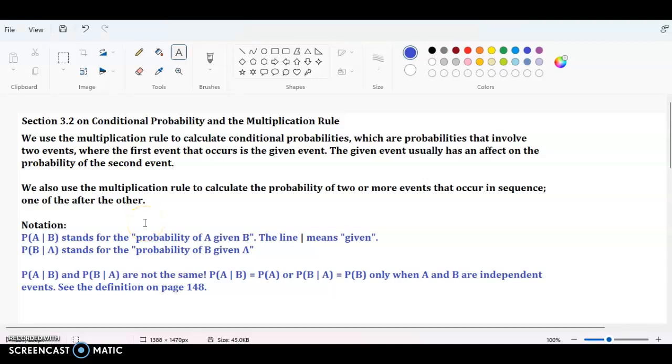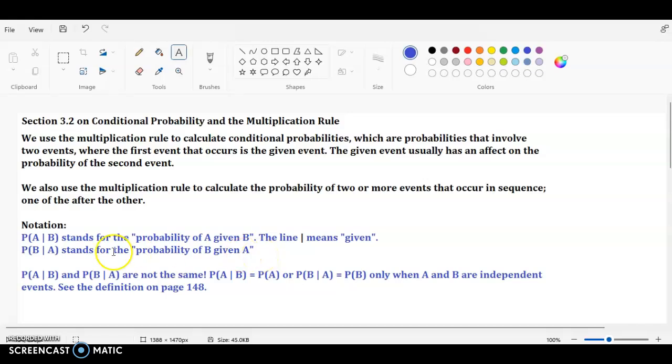So let's go over some important notation in this section. This notation right here stands for the probability of A given B. The capital P stands for probability, and whenever we see a set of parentheses next to the capital letter P, we're going to throw the word "of" in there. So this means probability of A given B. The line that separates the two events is read as "given." This notation means probability of B given A.